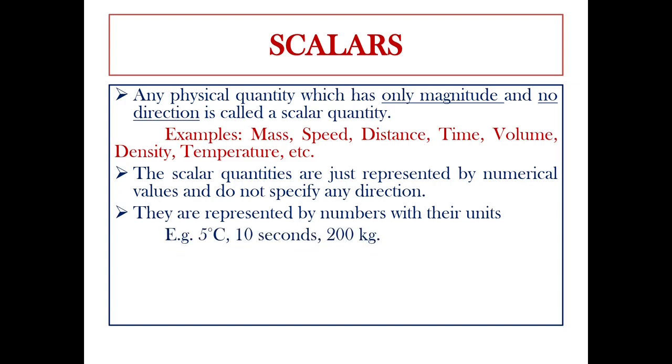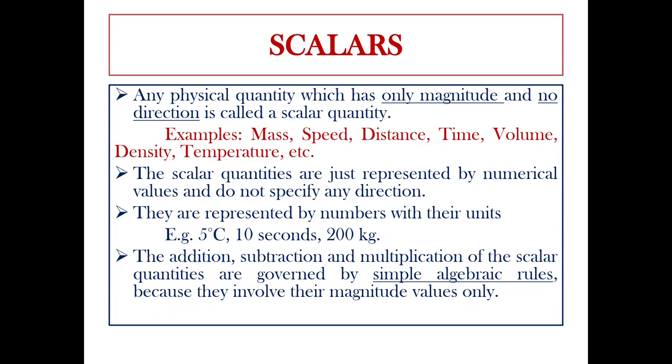For example, the temperature is represented as 5 degrees centigrade or 10 degrees Fahrenheit. If we talk about time, we say 5 seconds, 10 seconds, 1 hour. And if we talk about mass, 200 kg, 1 ton. So we just write the numbers and the units, and these values do not give any information about direction.